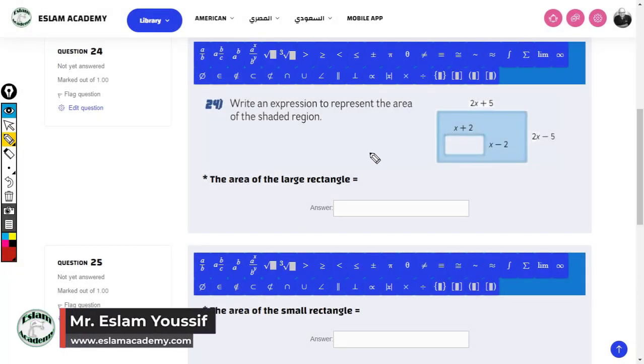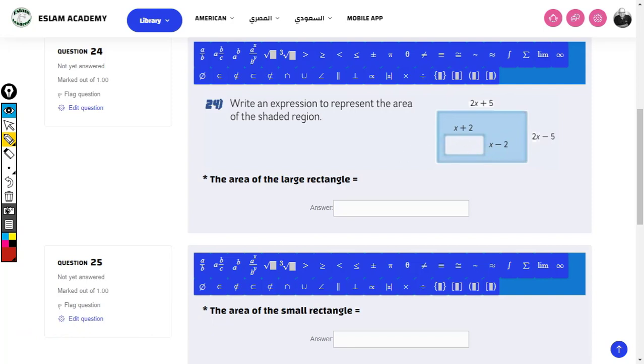In this problem we need to find the area of the shaded part. The area of any shaded part equals the area of the greatest shape minus the area of the smallest one. The area of the greatest shape we can find by using length multiplied by width. So number 1, find the area of the greatest. The area of the greatest equals 2x plus 5 multiplied by 2x minus 5.